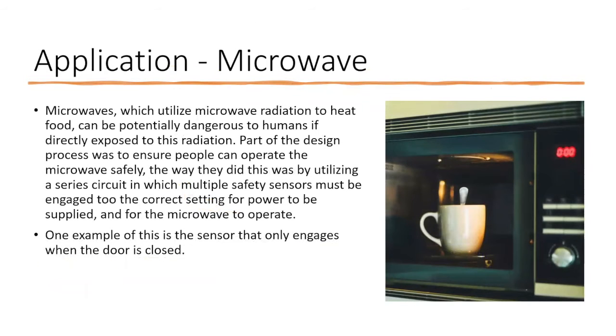Application: the microwave. Microwaves, which utilize microwave radiation to heat food, can be potentially dangerous to humans if directly exposed to this radiation. Part of the design process was to ensure people can operate the microwave safely. The way they did this was by utilizing a series circuit in which multiple safety sensors must be engaged to the correct setting for the power to be supplied and for the microwave to operate. One example is a sensor that only engages when the door is closed.